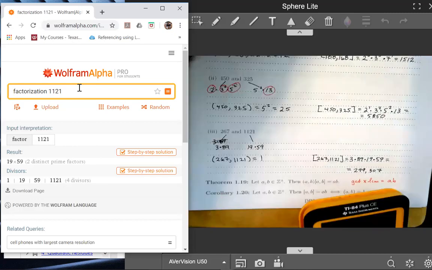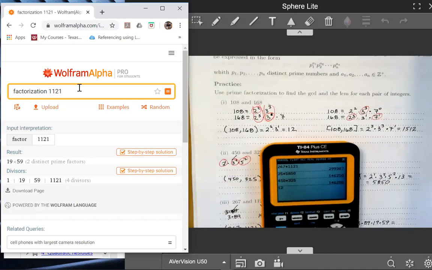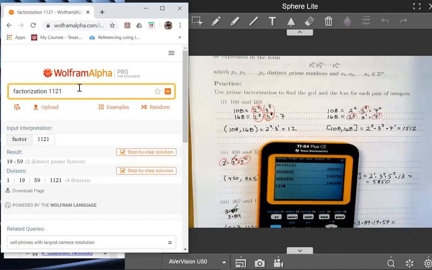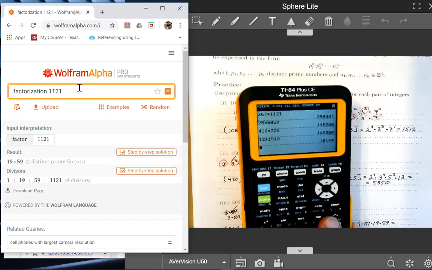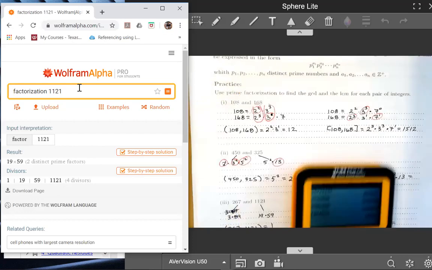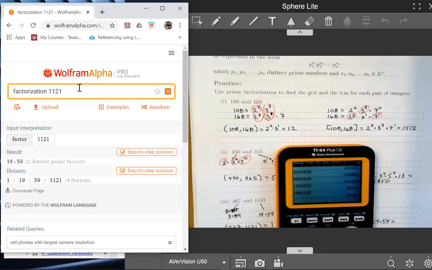Then we can look at this last one, right? We'll say, what is 12 times 1512, excuse me, 12 times 1512, right? That might be a little tough to see, but we see that it's 18,144. And then we can say, well, what's 108 times 168? We see that same thing.